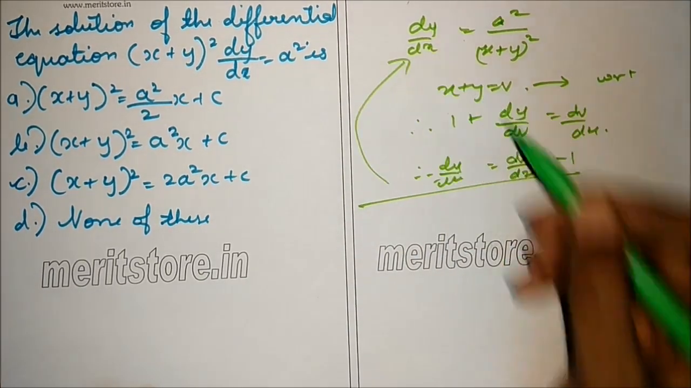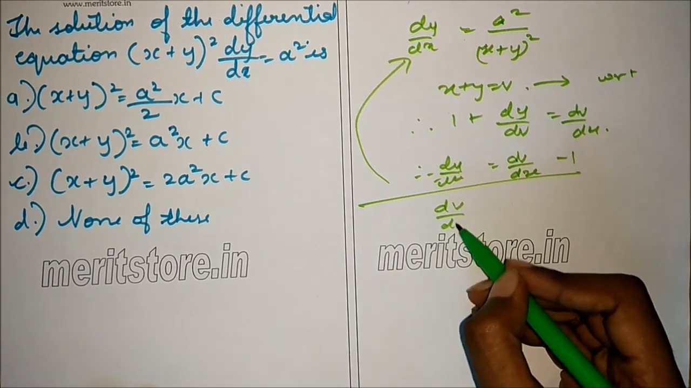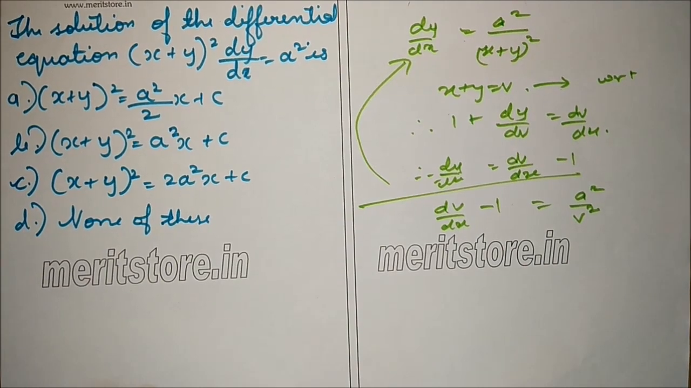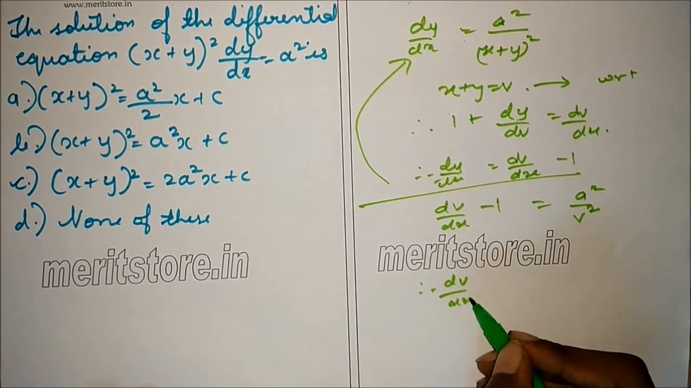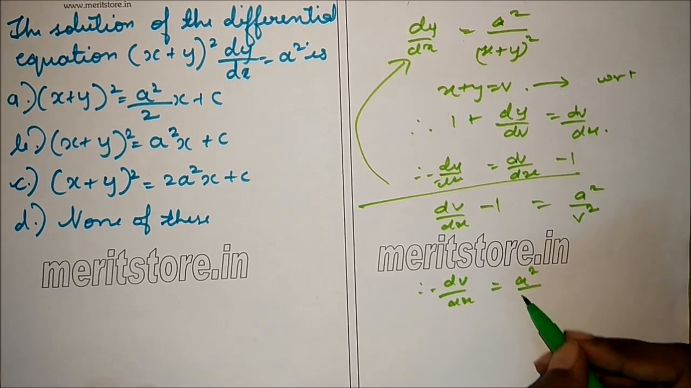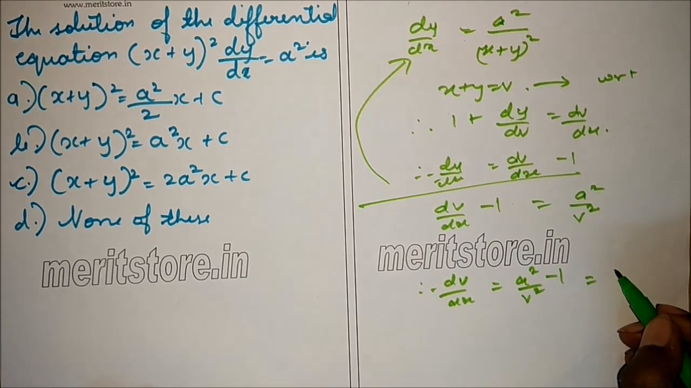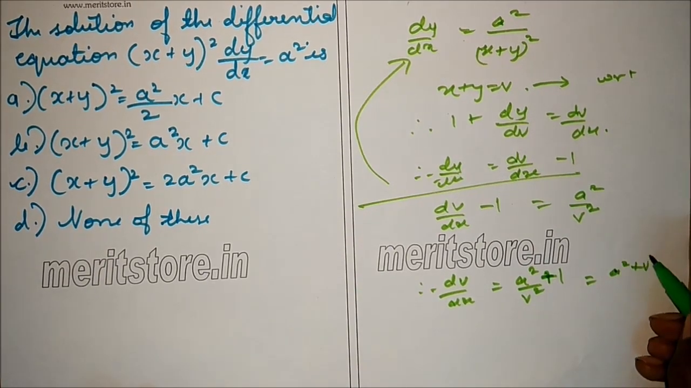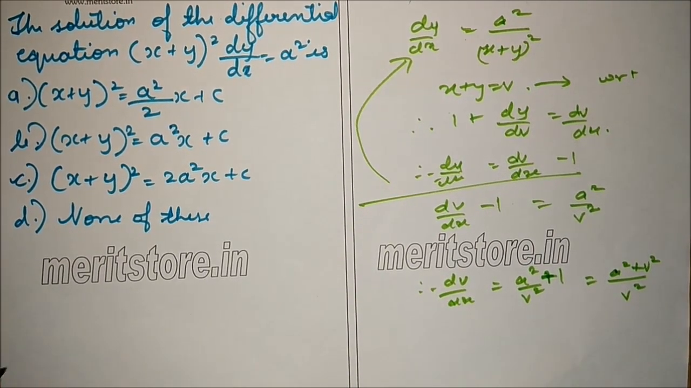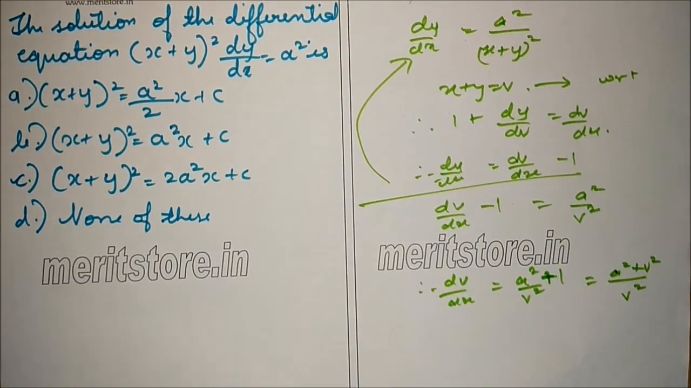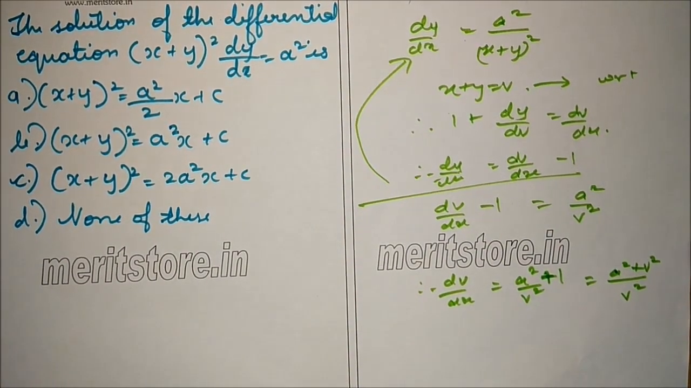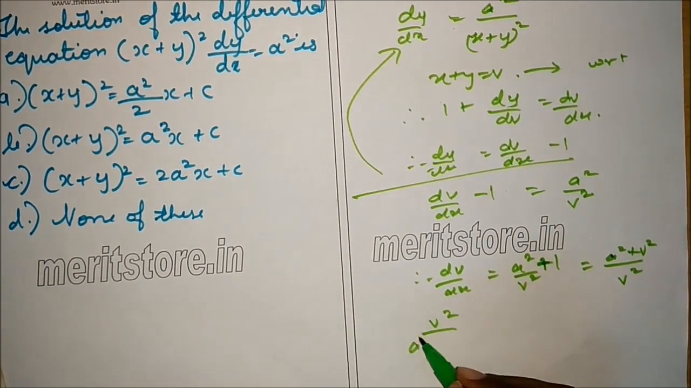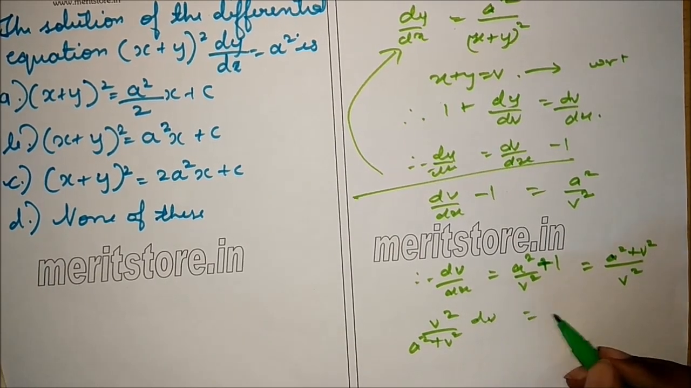So substituting this here, dy by dx is dv by dx minus 1 is equal to a square upon v square. So therefore dv by dx will be equal to a square upon v square plus 1, which is equal to a square plus v square by v square. So we shift v terms on one side and x terms on the other side. We will get v square upon a square plus v square dv is equal to dx.